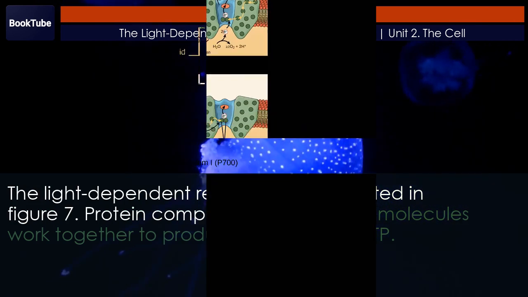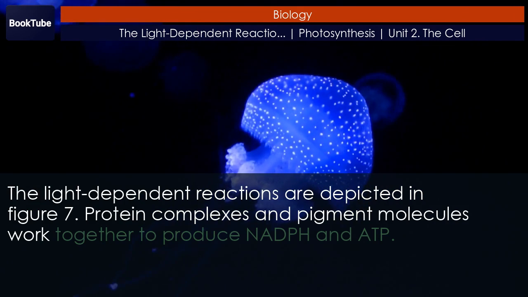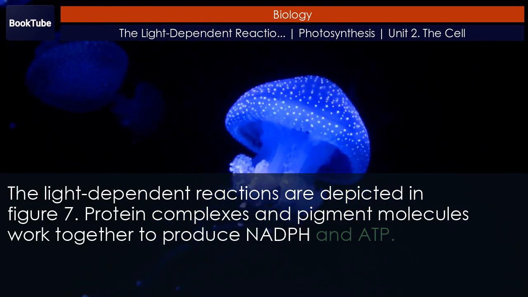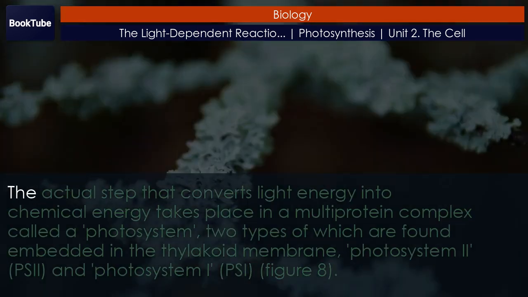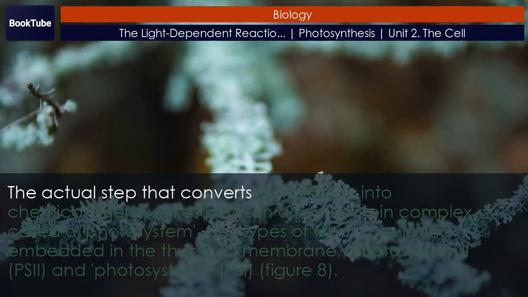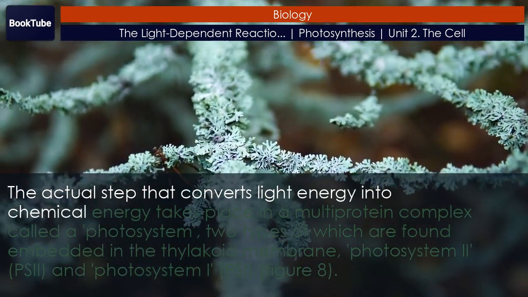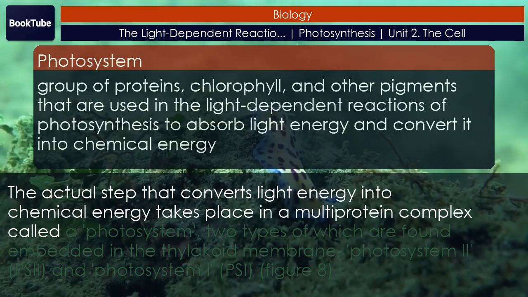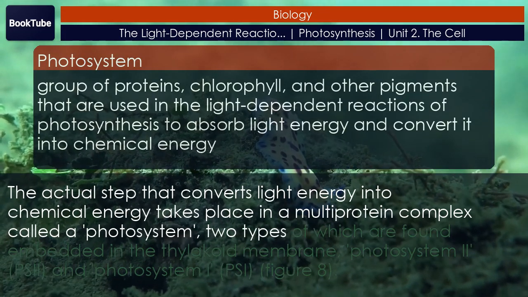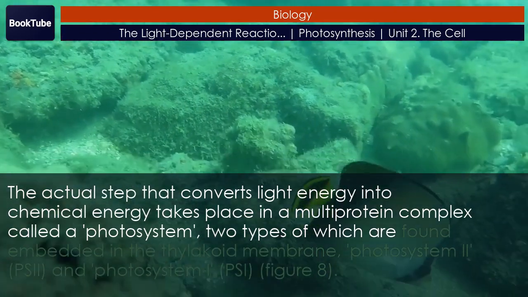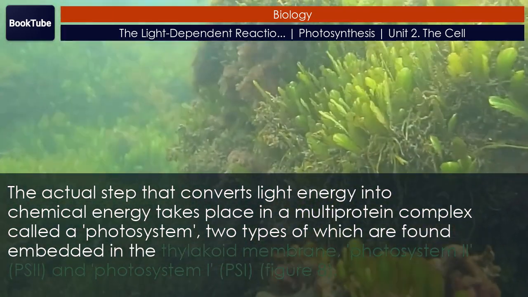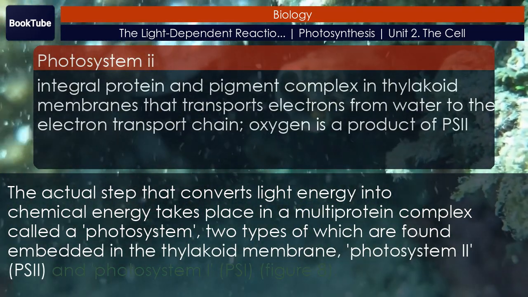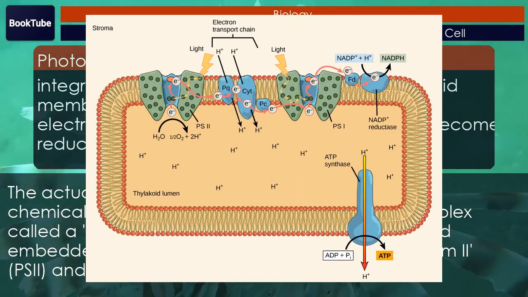Protein complexes and pigment molecules work together to produce NADPH and ATP. The actual step that converts light energy into chemical energy takes place in a multiprotein complex called a photosystem, two types of which are found embedded in the thylakoid membrane: Photosystem II, PSII, and Photosystem I, PSI.